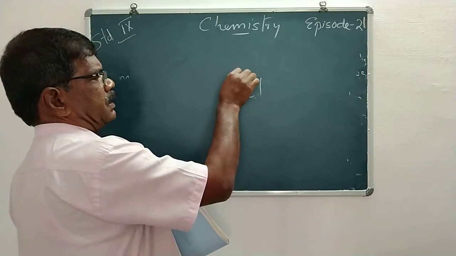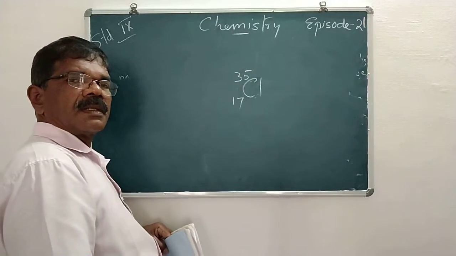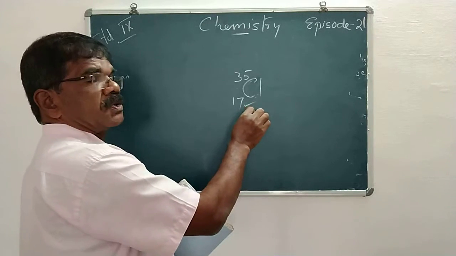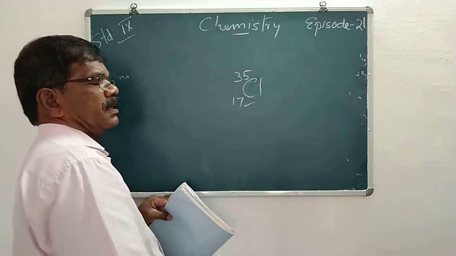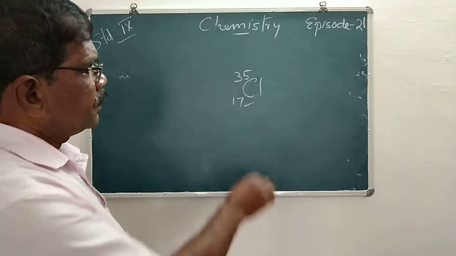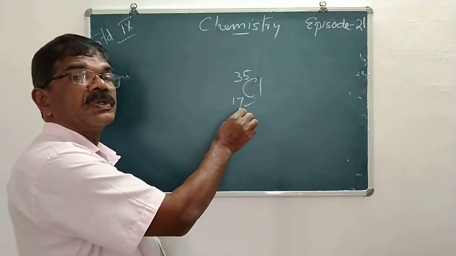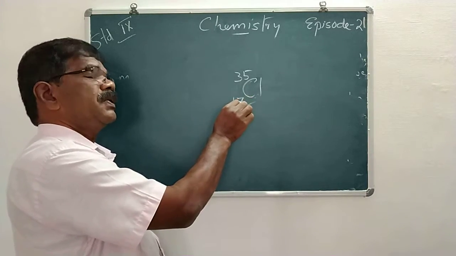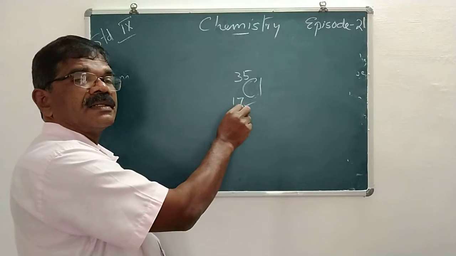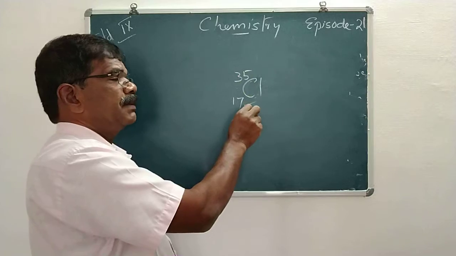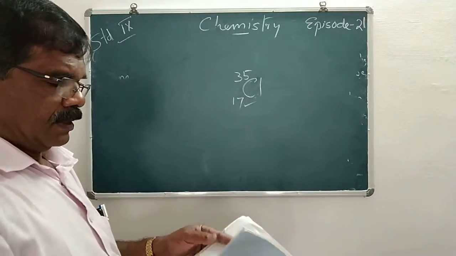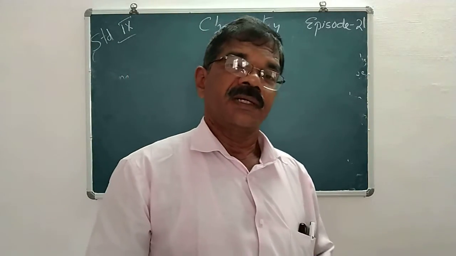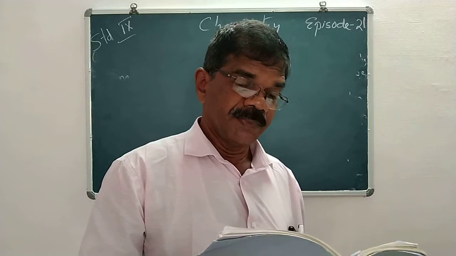Chlorine 35, atomic number 17. That means 17 protons. Mass number 35. That means number of protons 17, number of neutrons 18. How do we get this? Mass number is equal to protons plus neutrons. Protons 17, then we add 18, we get 35. Therefore, number of neutrons is equal to 18. Isotopes and their uses, which we already discussed, I will also explain to you now.